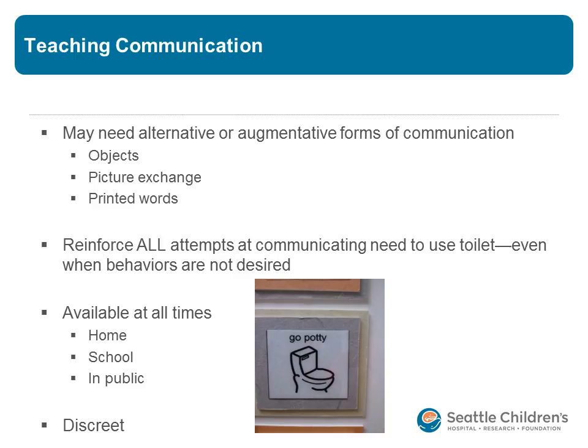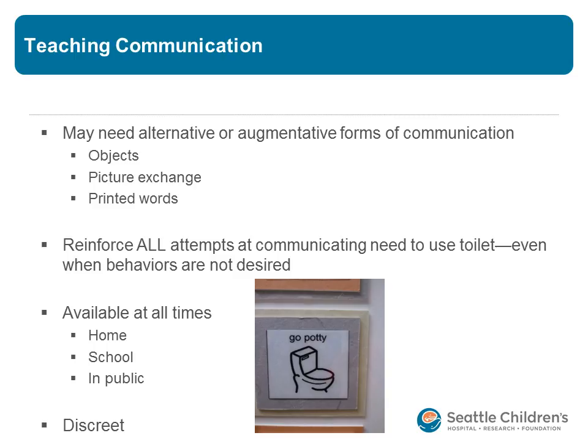For kids who are not verbal or who are less verbal, we might need alternative or augmentative forms of communication. So sometimes people will use an object like a little toy or something that represents the toileting process. Oftentimes people will use picture exchange cards. For kids who can read, oftentimes people will use printed words like potty. There's an example of a picture exchange card on this slide.